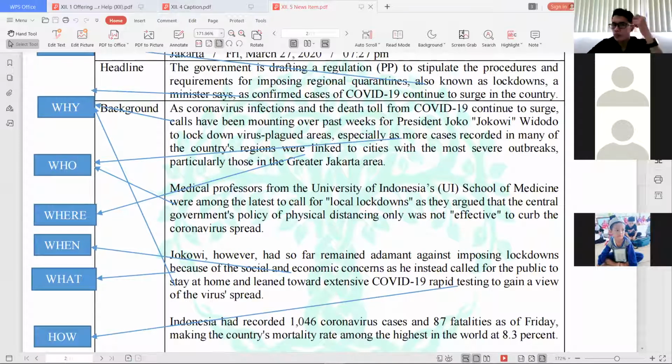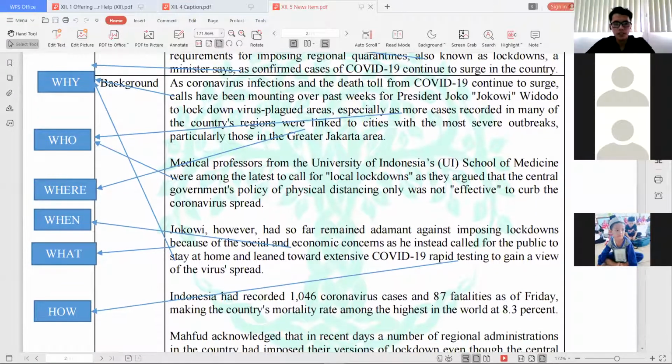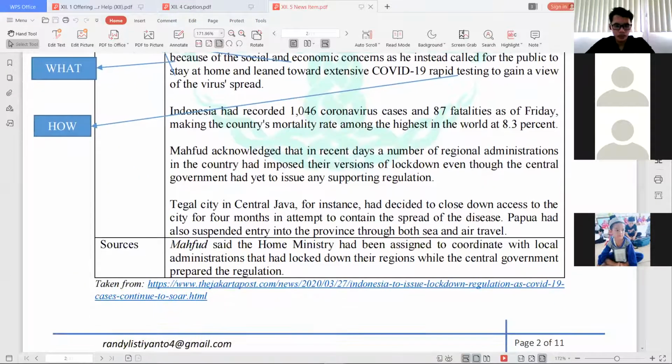You can see it by yourself because I have already shared the module through my WordPress. And the next is sources. Mahfud said the Home Ministry had been assigned to coordinate with local administrations that locked down the regions while the central government prepared the regulations. Mahfud here is the source, the person who gives additional information. It can be his idea, his arguments, his personal statement as well. So this is the example of a news item taken from jakartapost.com.